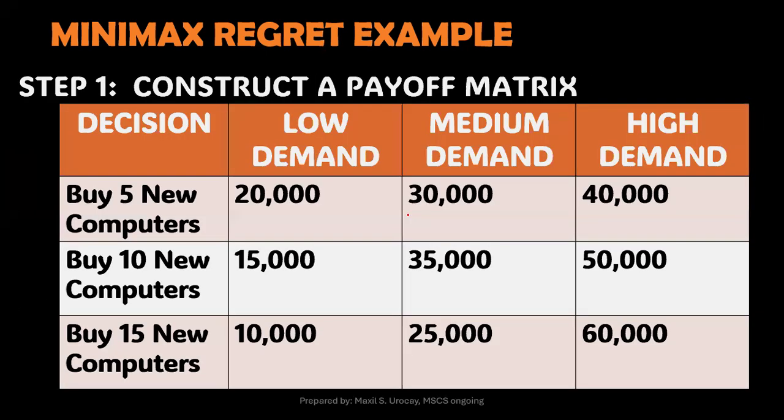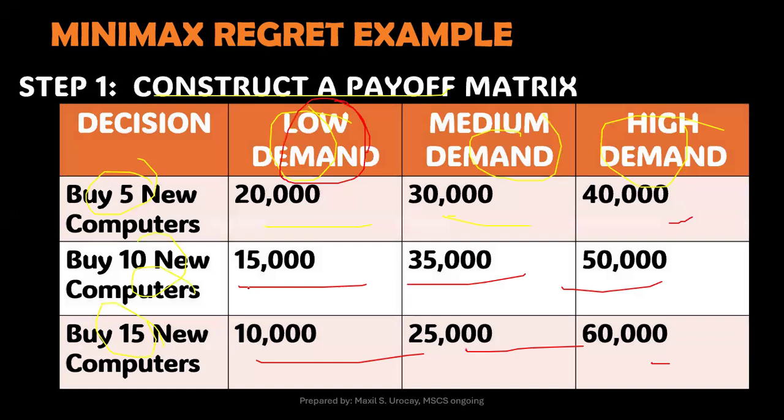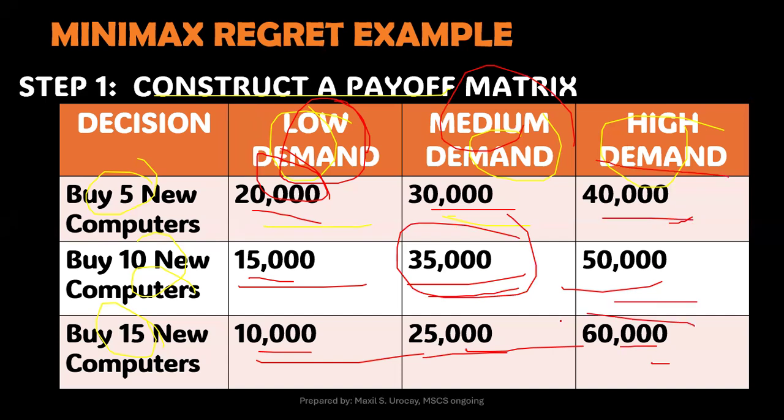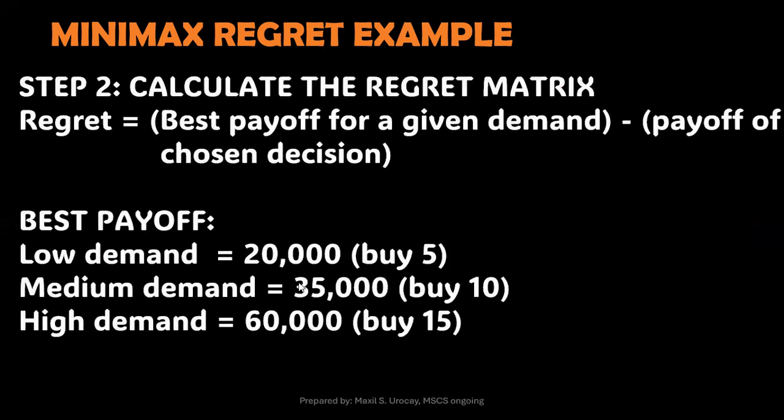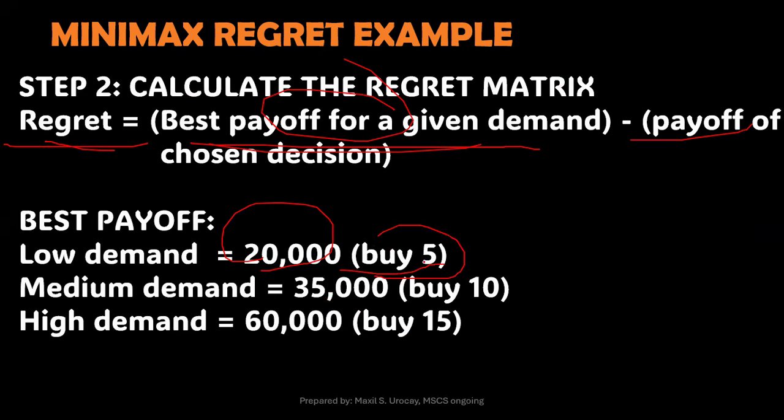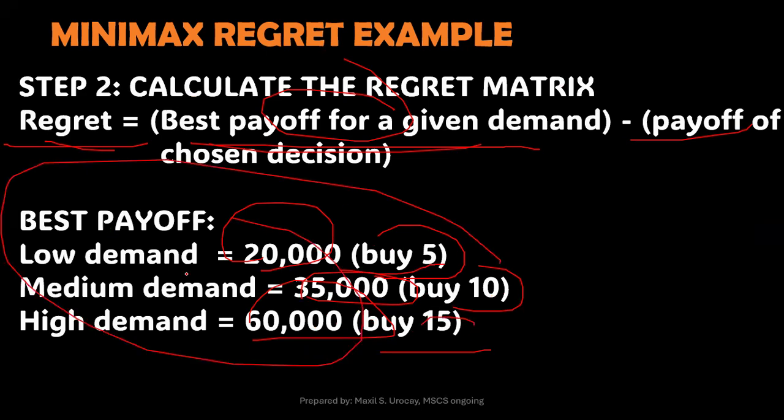So for that one, is it 15, is it 10, is it 20? The best will be 20. And for medium demand, is it 30, is it 35, 25? The best is 35. And for high demand, is it 40, 50, or 60? The best is 60. So here, you can check 20,000 is in the category of buy 5, 35,000 is in the category of buying 10, and 60,000 is in the category of buying 15. You need to put this in as well.